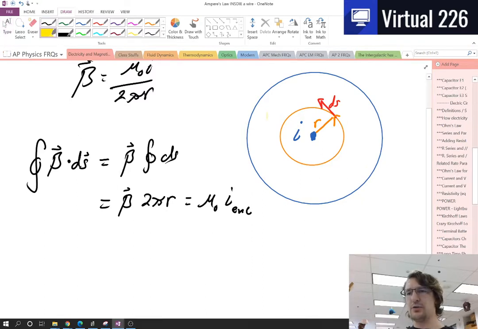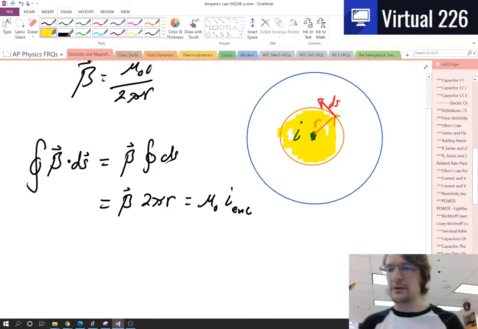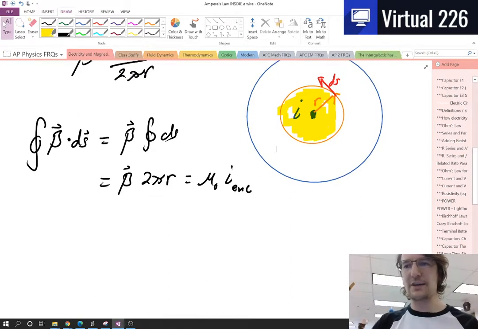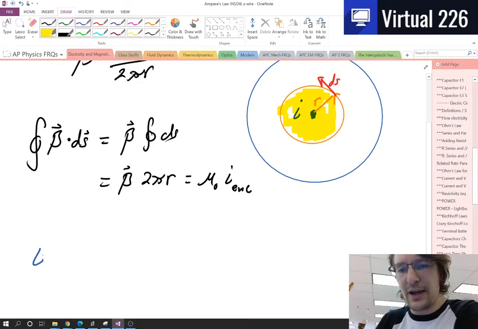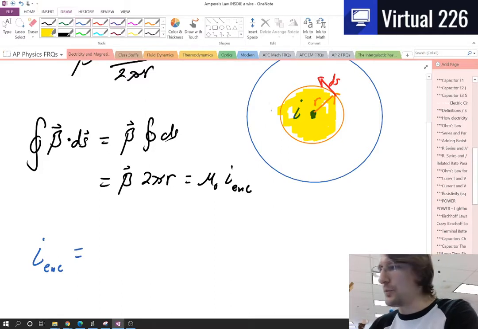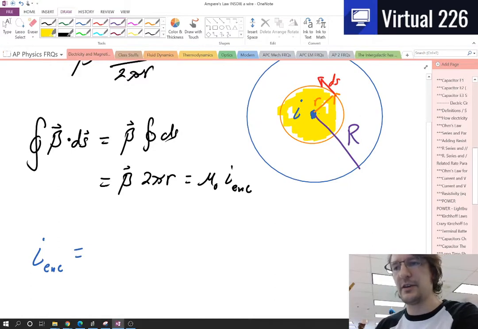Now here's the thing. This current here in blue is the current for the entire wire, and I don't have the entire wire here. The only amount of current I have is the current that I am literally enclosing within my Amperian loop. So I need to find the current that I'm enclosing here, and it turns out we can do this as a ratio. The current we're enclosing is a ratio between the areas of our Amperian loop and our full loop. Let's call our full loop's radius capital R. This is a common thing in physics, to have a larger loop be a capital letter.